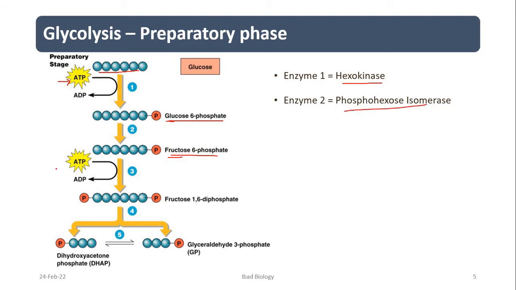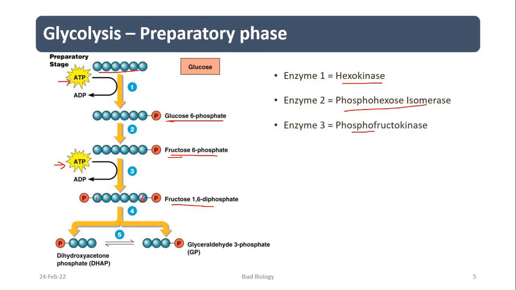Fructose 6-phosphate is again phosphorylated by a second ATP molecule into fructose 1,6-diphosphate. Another phosphate from ATP is transferred to the fructose 6-phosphate molecule, which is converted into fructose 1,6-diphosphate. Two phosphate groups are attached to the fructose molecule at carbon number 1 and carbon number 6. The reaction is catalyzed by phosphofructokinase.